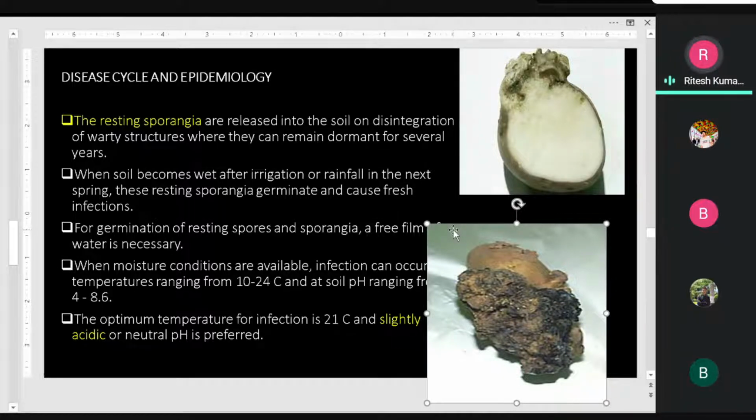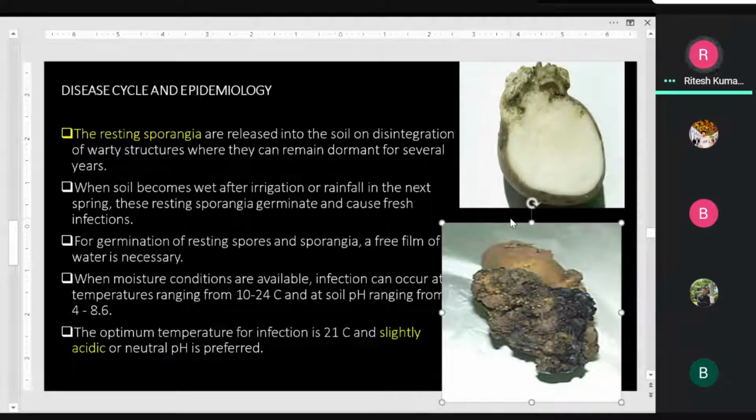They are both soil-borne as well as tuber-borne, so either can be the primary source of infection. The disease is favored by wet soil conditions and temperature ranging from 10 to 24 degrees Celsius. Generally, 21 degrees Celsius is the optimum, and they are also slightly favored by acidic soil conditions.